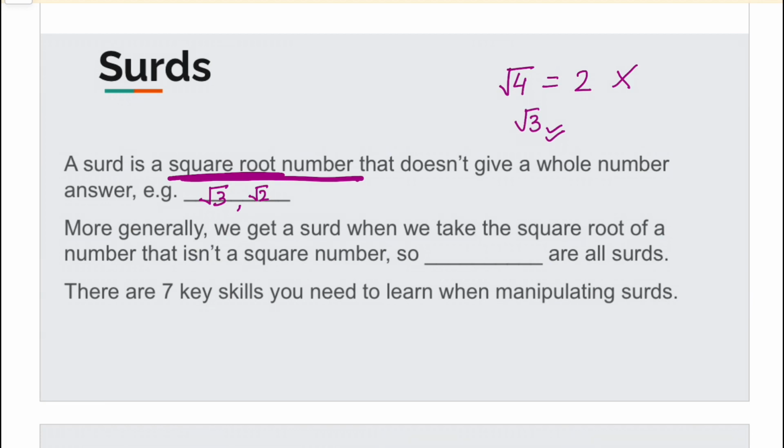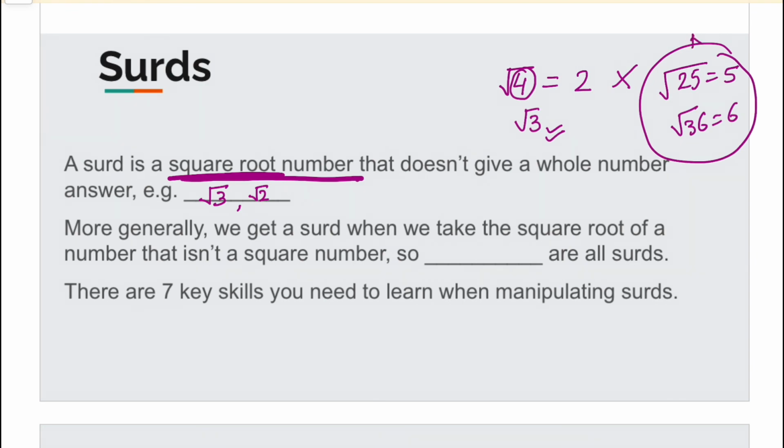Now more generally, we get a surd when we take the square root of a number that isn't a square number. So 4 is a square number. Then 25 is a square number, and the square root of that is 5. Square root of 36 is 6. So these numbers are not surds. Numbers such as square root of 5, square root of 6, square root of 7, square root of 8 are surds that do not give you a whole number as an answer.